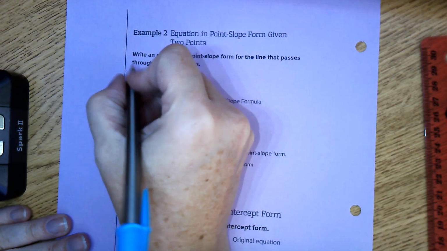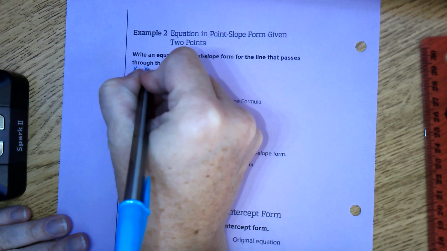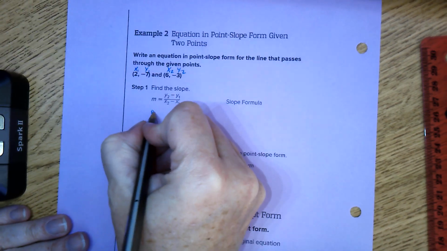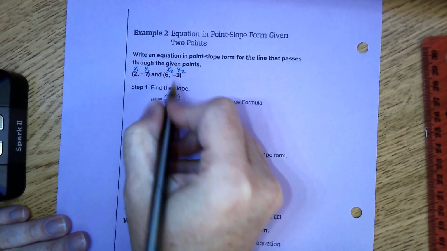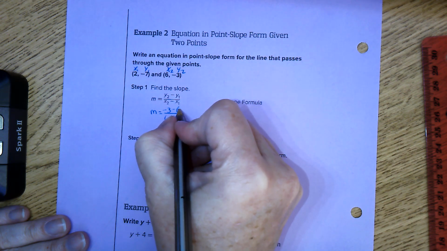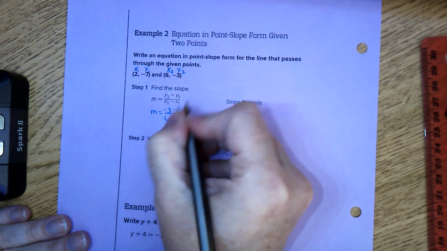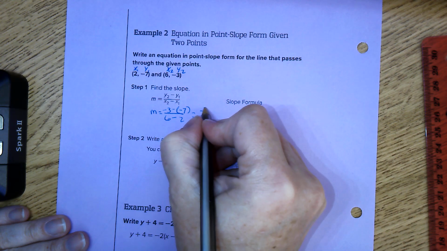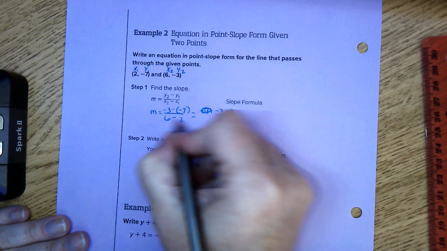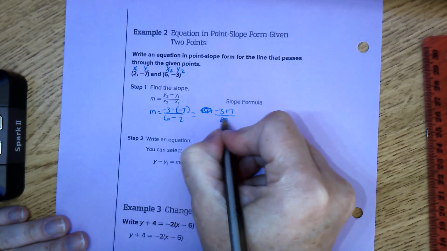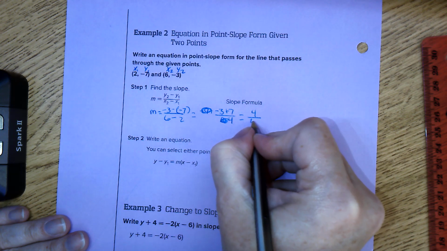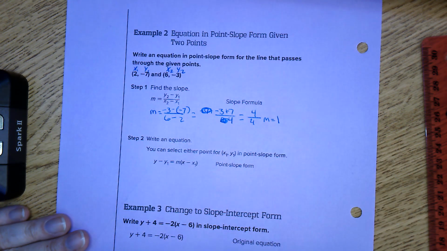Alright? So let's label our points. x1, y1, x2, y2. Let's fill it in. M equals minus 3 over 6. Minus 7 over 2. Alright, so minus 3 plus 7 over 4. Alright, so that's 4 divided by 4. M equals 1.